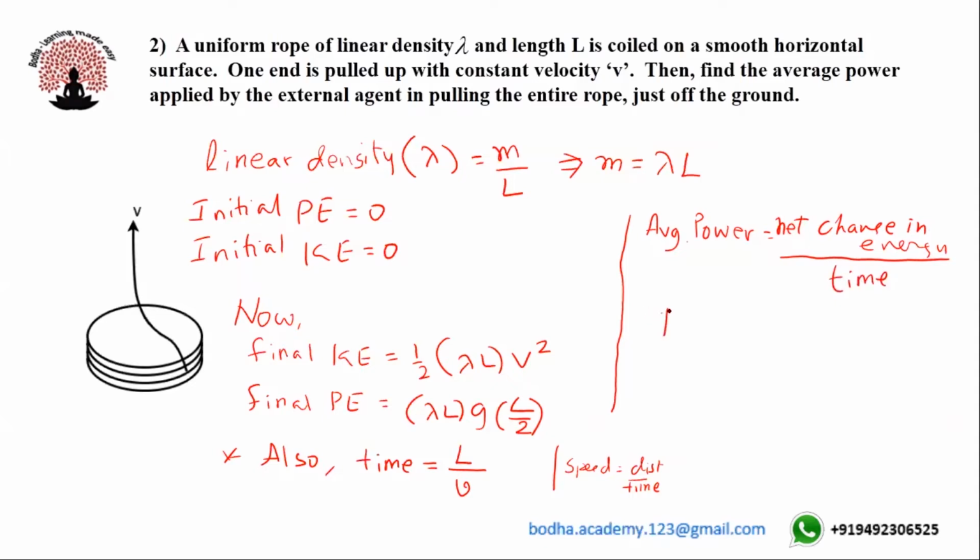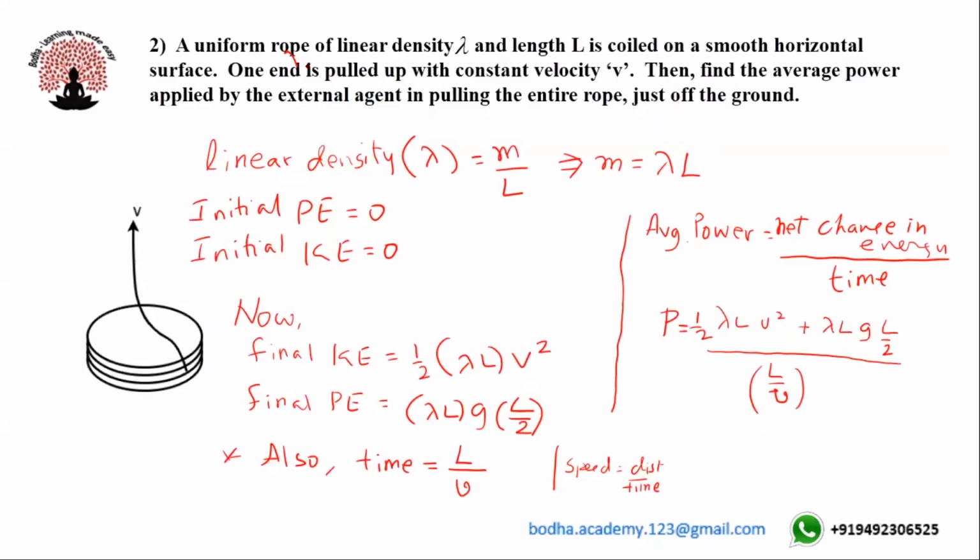So this I can write as average power is equal to change in energy. Initial energy is nothing but 0, potential energy and kinetic energy are 0. And final energy, I can write, is half lambda L v square, that is kinetic energy, plus final potential energy, lambda L g into L by 2. Whole thing divided by time, which is L by v. This we got here, so this we must simplify. We will simplify it in the next page.